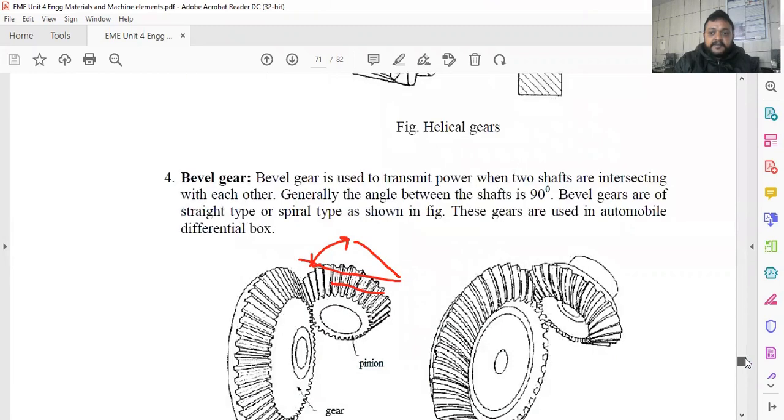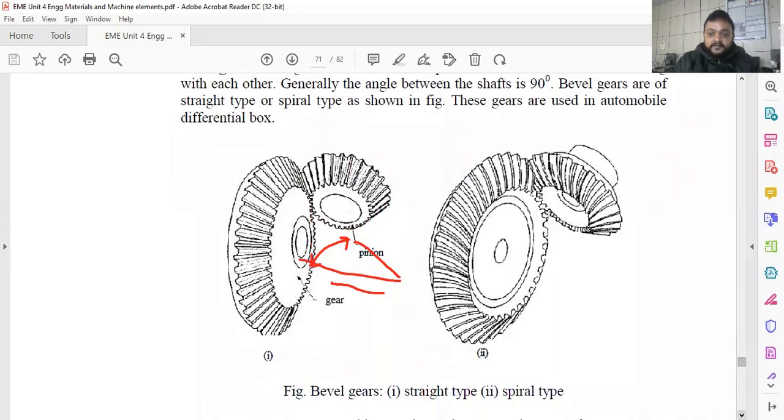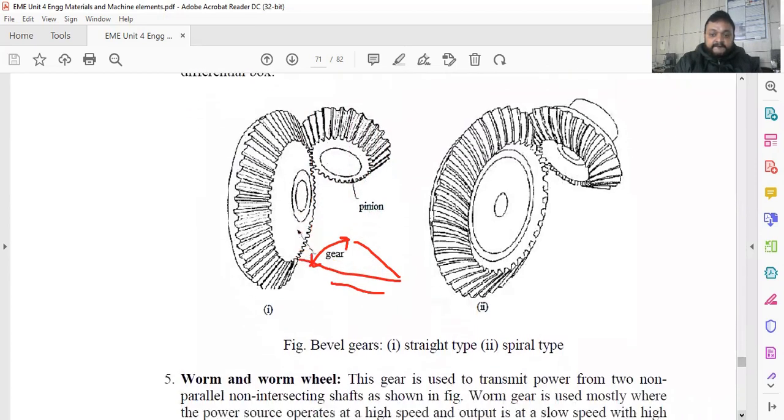Then the bevel gear is used for power transmission when two shafts are at an angle, specifically 90 degrees. Okay. So in the automobile gearbox, normally in all automobile vehicles, four-wheelers specifically, we are using bevel gears. You can see the differential gearbox at the bottom of your car. You can easily see this.